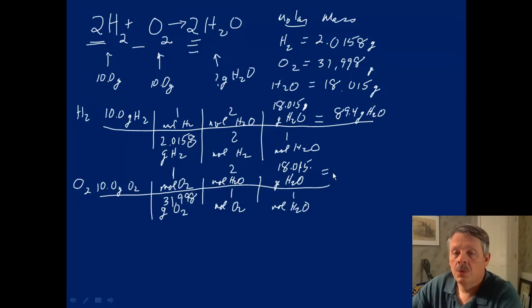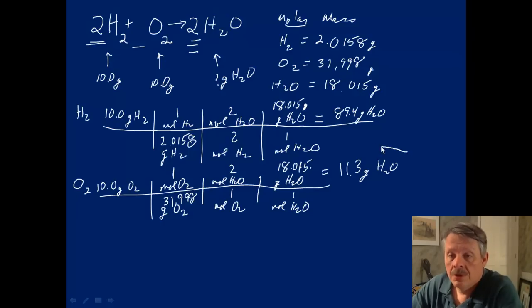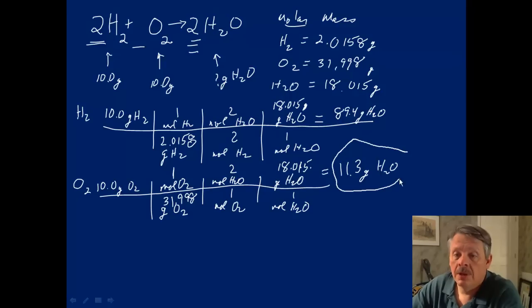And when I actually do the math here, that comes out to 11.3 grams of water. So notice that I can only produce 11.3 grams of water. I can't produce 89.4 because I ran out of oxygen too soon. So my limiting reactant is oxygen, so that's limiting. It's what I ran out of first.